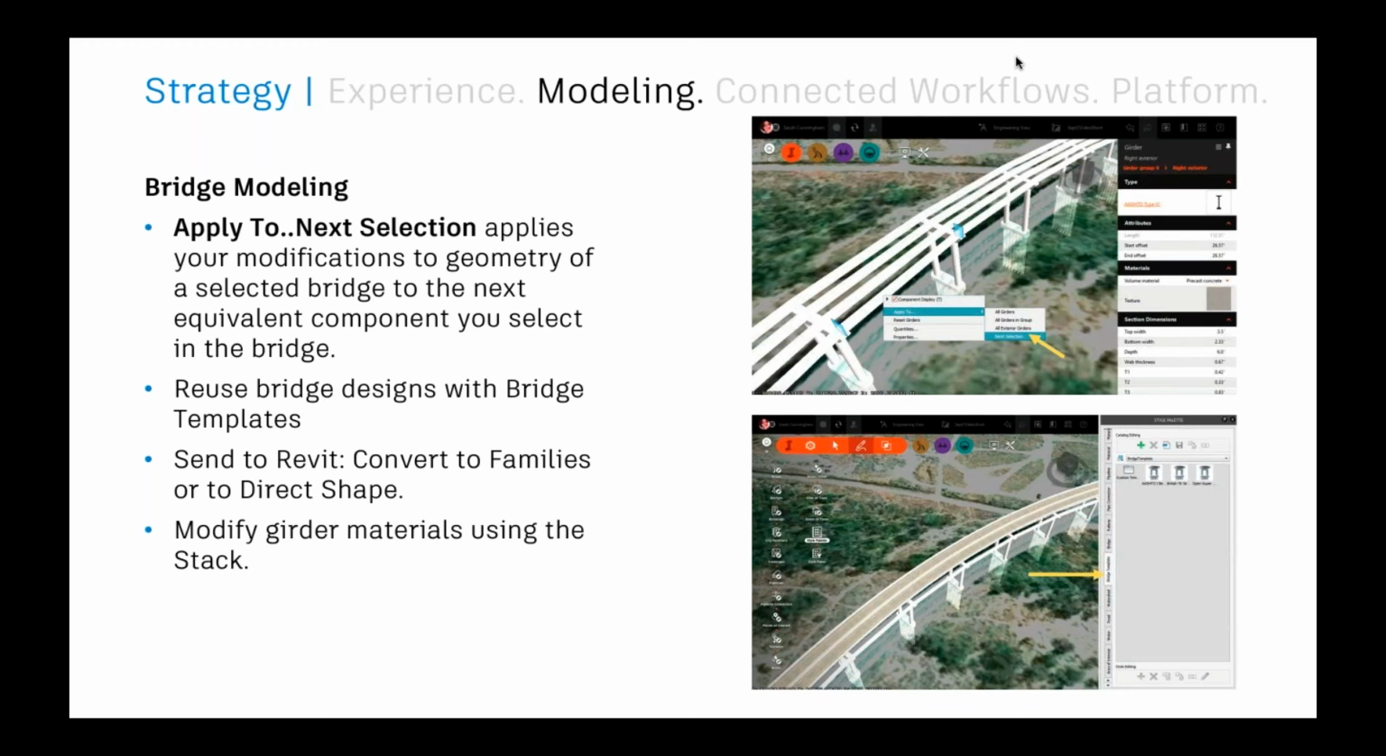Now when you send your bridge model to Revit, you can choose to send it either as direct shape or families. And my understanding is that direct shape, the new addition to that command, is a good solution if you have particularly complex geometry at some point in your bridge and it's not coming over to Revit as families correctly or exactly as it appears in InfraWorks. So I think direct shape was a lot more flexible.